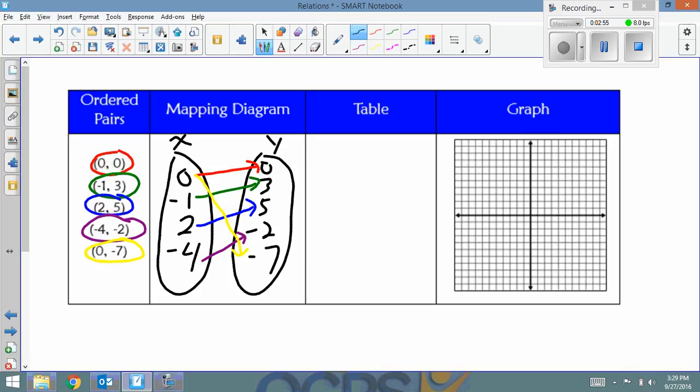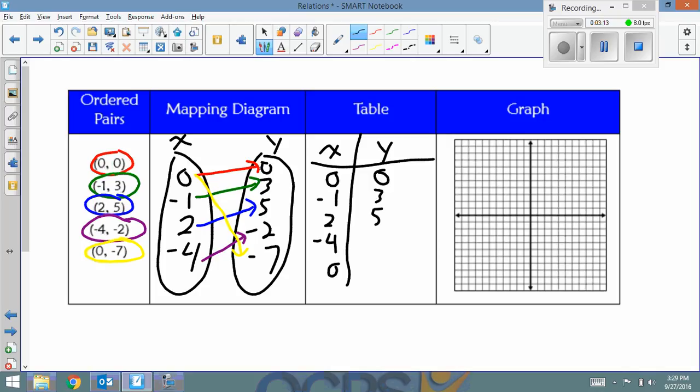A table is when we just draw an x-y table like this. And we just list our x's the way they are in order. So it goes 0, -1, 2, -4, 0. And this time you do repeat the numbers. Then you just write your y's next to it. 0, 3, 5, -2, -7. Just like that.